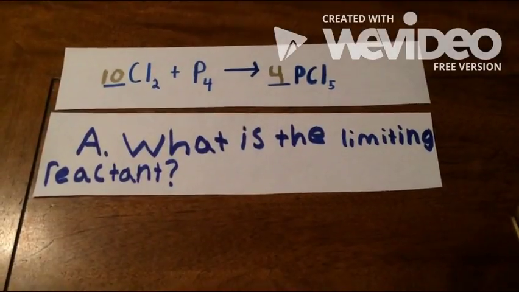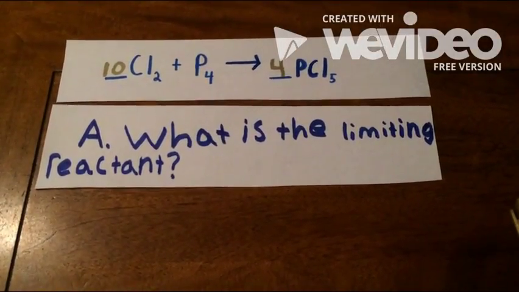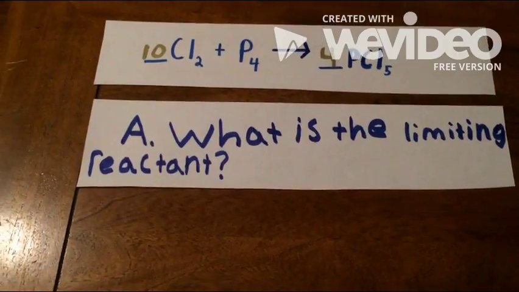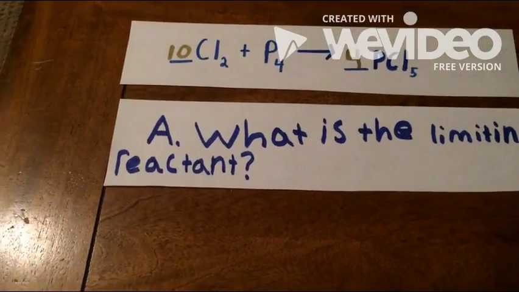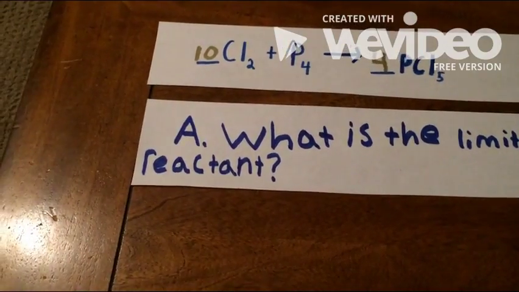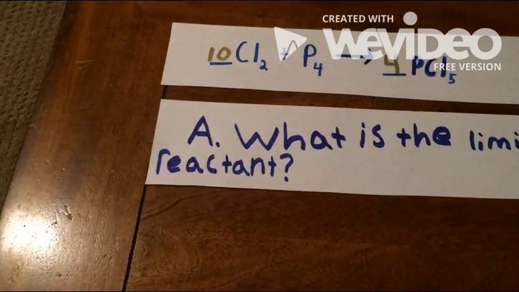To determine the limiting reactant, we have to turn Cl2 and P4 into moles of PCl5, and whichever has the least amount of moles is the limiting reactant. To do this, we have to divide the reactant by its molar mass, then multiply that by the molar ratio.